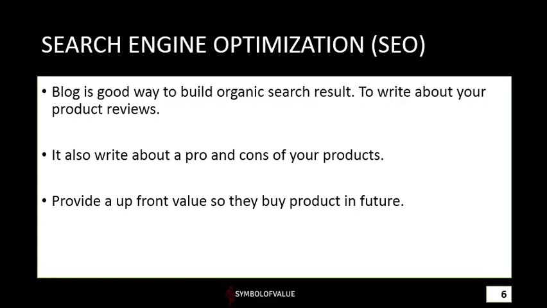First one was search engine optimization (SEO). A blog is a very good way to build organic search results. You write about your product reviews, or if you have some connection to a very good blogger, you can give them a task or they write a blog for you. They promote your product, mostly affiliate marketing, doing this kind of stuff. They promote other people's products.